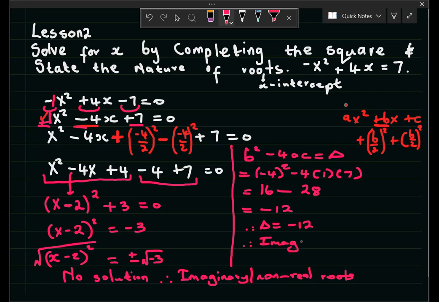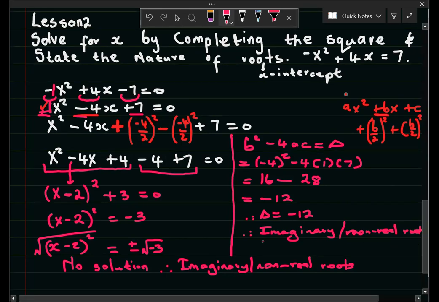Remember, we don't need a negative number inside the square root. So it's going to be imaginary roots or non-real roots. Perfect. And that's it for this question.